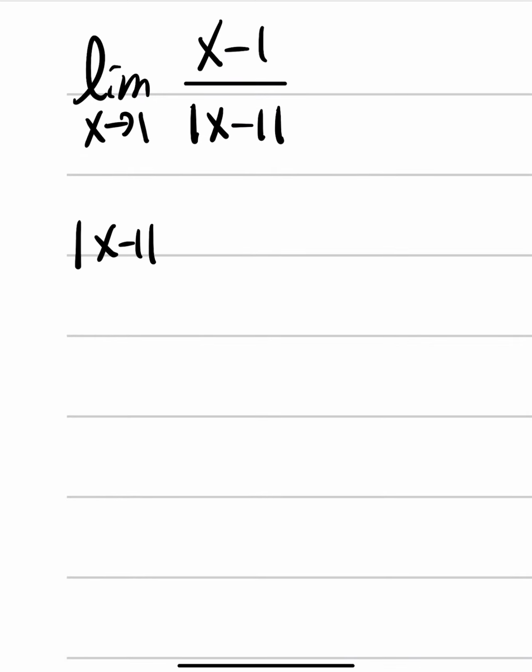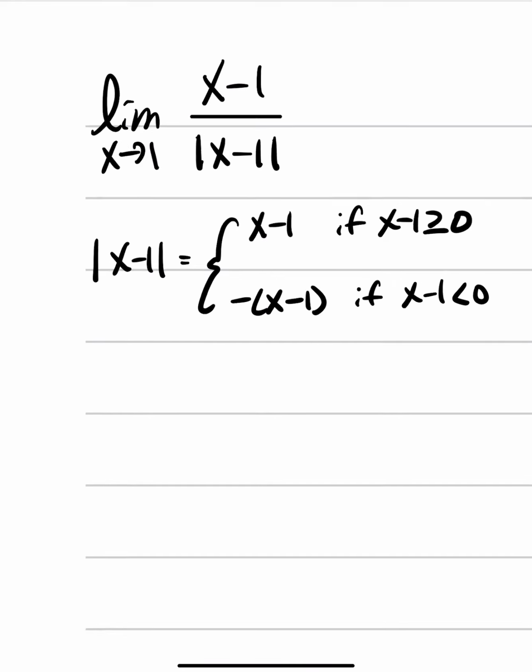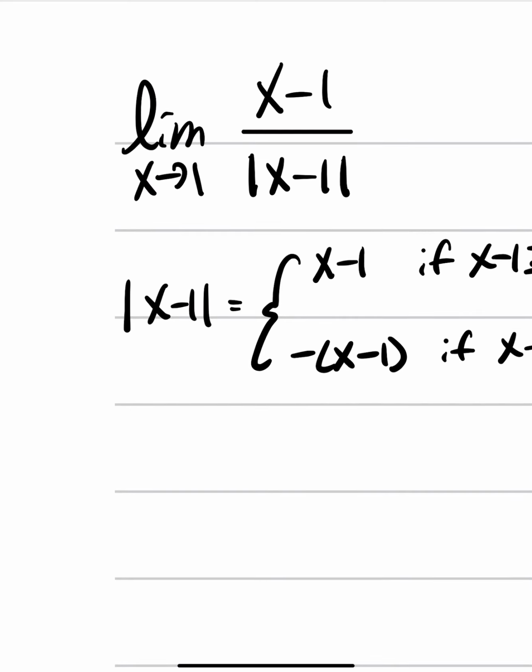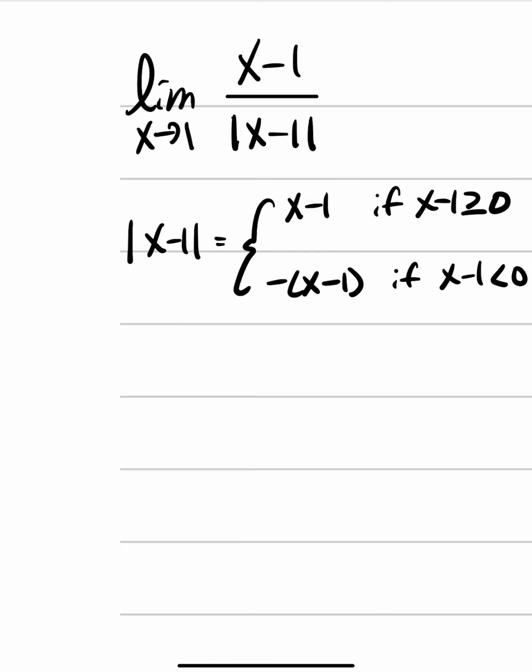That would be, so this piecewise function will function as x minus 1 if x minus 1 is bigger or equal to 0, and negative (x minus 1) if x minus 1 is smaller than 0. So since this limit is approaching 1 from both right and left side, we look at both right and left hand side limits.